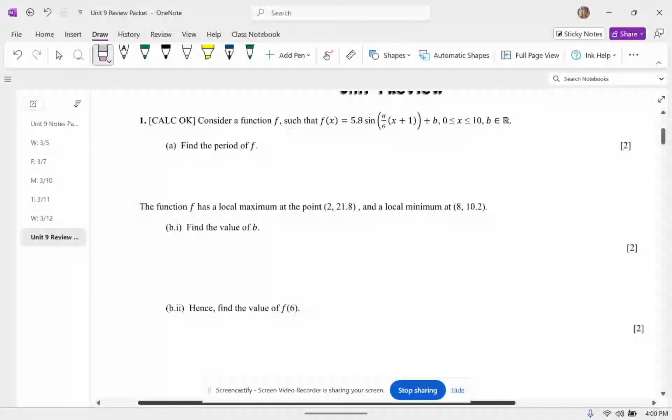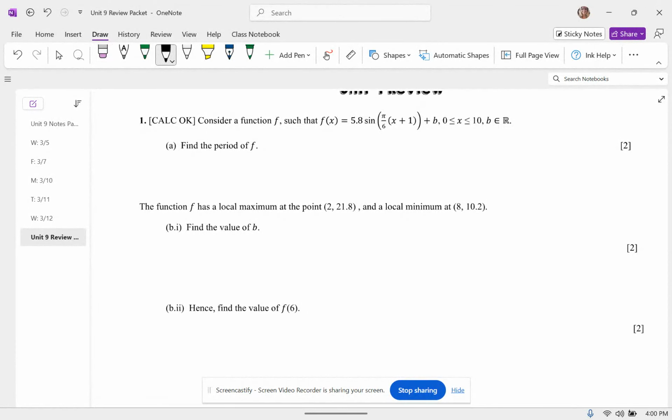Hey guys, okay, so this is question number 1 on the review packet. It says, consider a function such that f of x equals 5.8 times the sine of pi over 6 times x plus 1, plus b, between 0 and 10, where b is an element of all reals. Find the period of f.